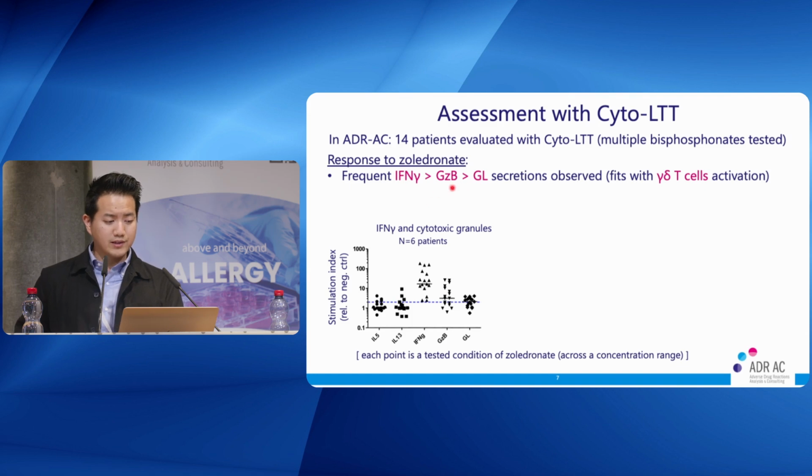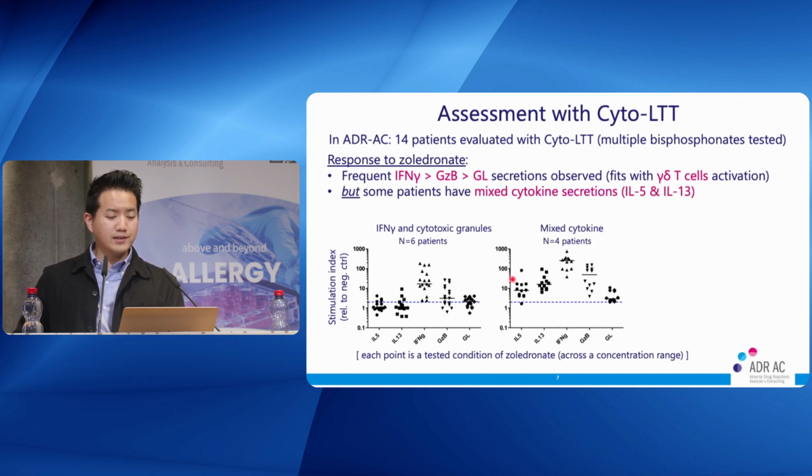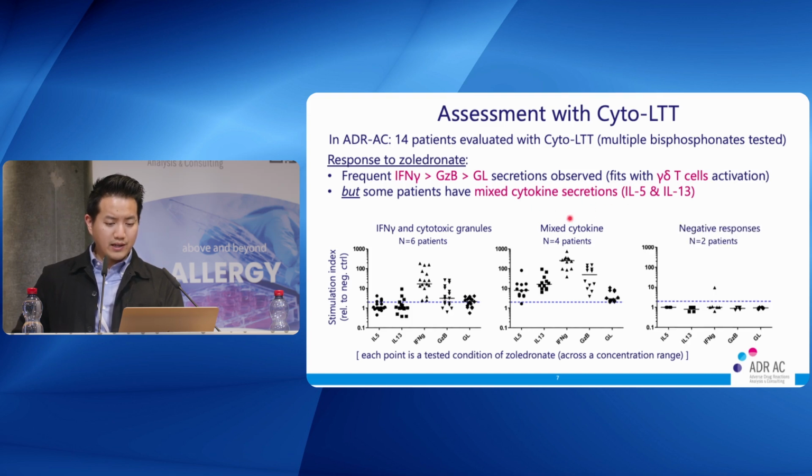And what we do indeed observe is that there's many times where we observe strong interferon gamma and cytotoxic granules secreted, which does fit with the gamma delta T cell activation. So here you see a lot of activation for interferon gamma particularly and granzyme B. However, there are some patients that have rather a mixed cytokine response. So again, you do see mostly activation of interferon gamma and granzyme, but also high IL-5, IL-13 cytokine secretion. This is to show you that, again, we test to show that there are no unspecific responses. It's not that every patient responds so strongly.